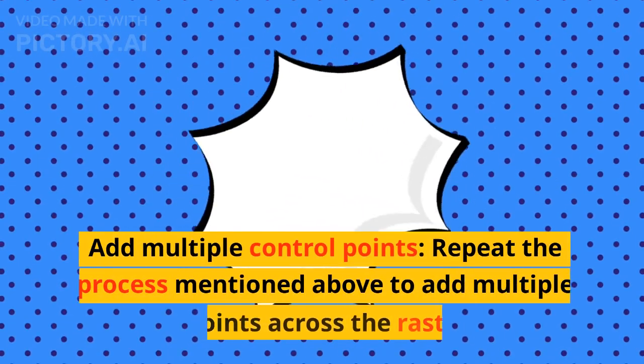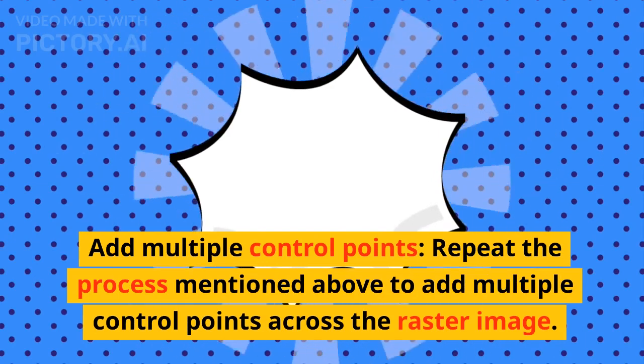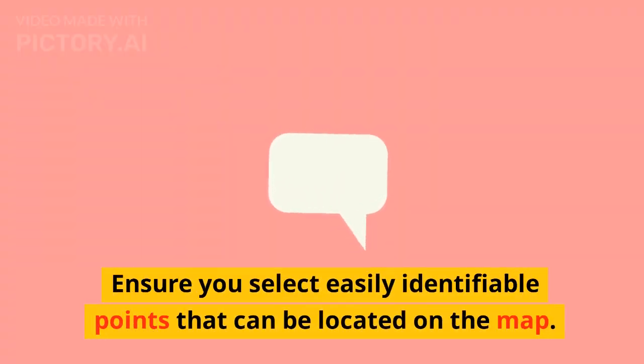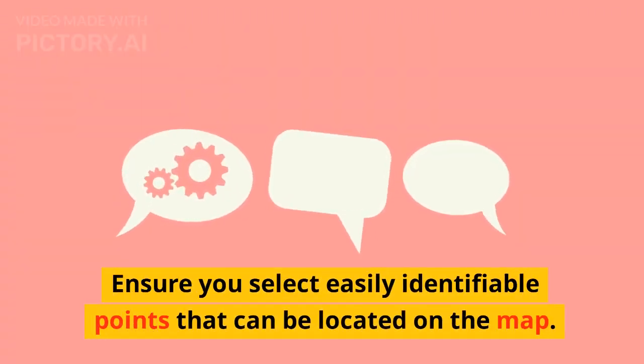Add multiple control points. Repeat the process mentioned above to add multiple control points across the raster image. Ensure you select easily identifiable points that can be located on the map.